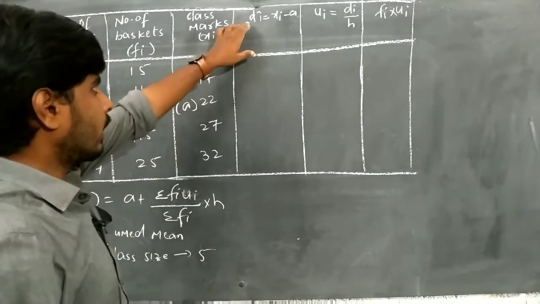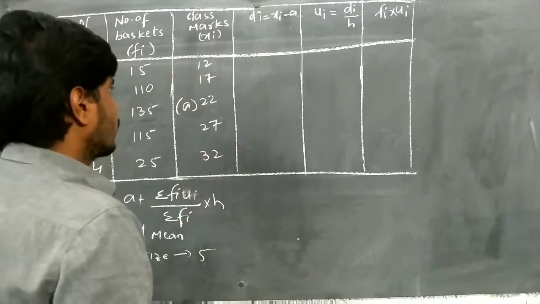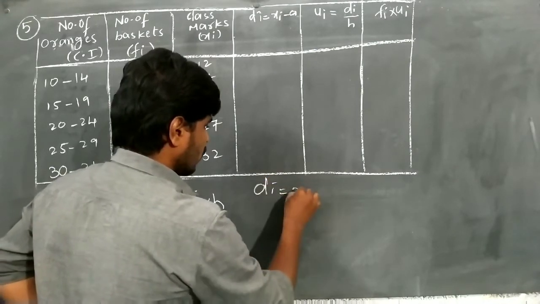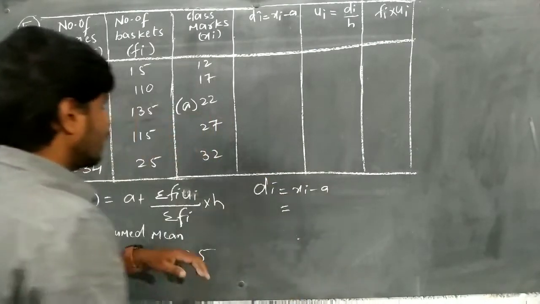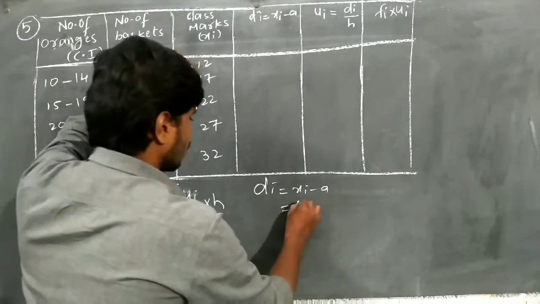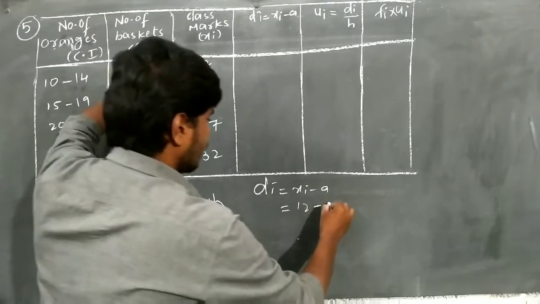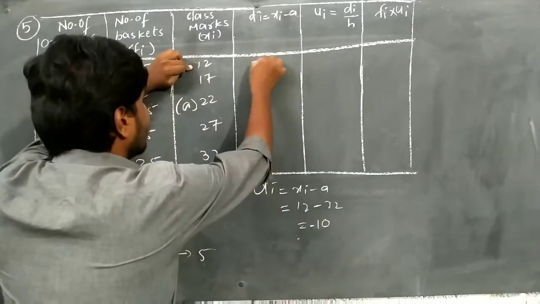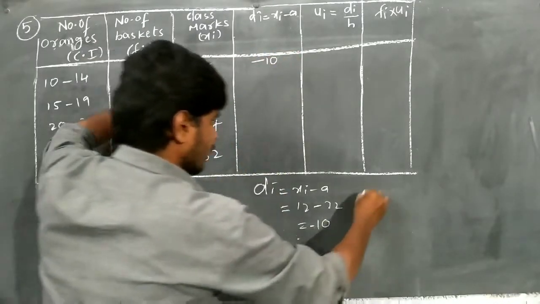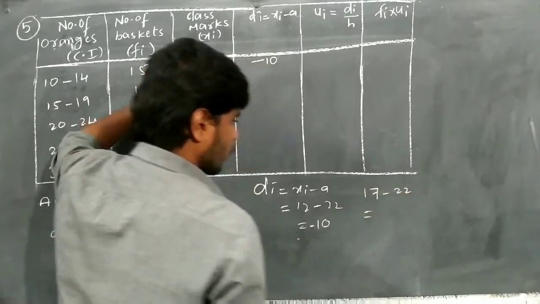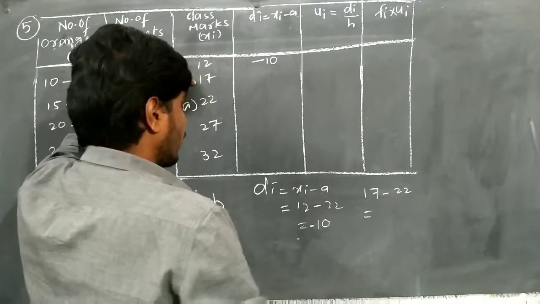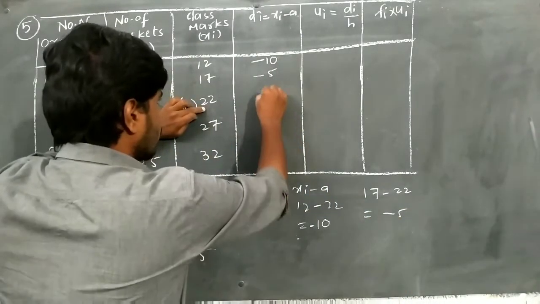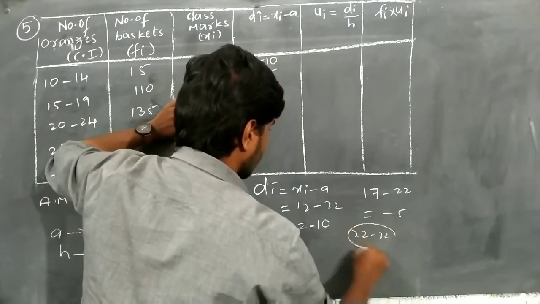Now we have to find the di's, it means deviations. So di is equal to xi minus A. So what is the xi value now? Xi is 12 minus A, it is 22. So what is the value now? It is minus 10. Write down here minus 10. Next 17 minus 22. So what is the remaining? It is minus 5. Okay. Next 22 minus 22, it is 0.